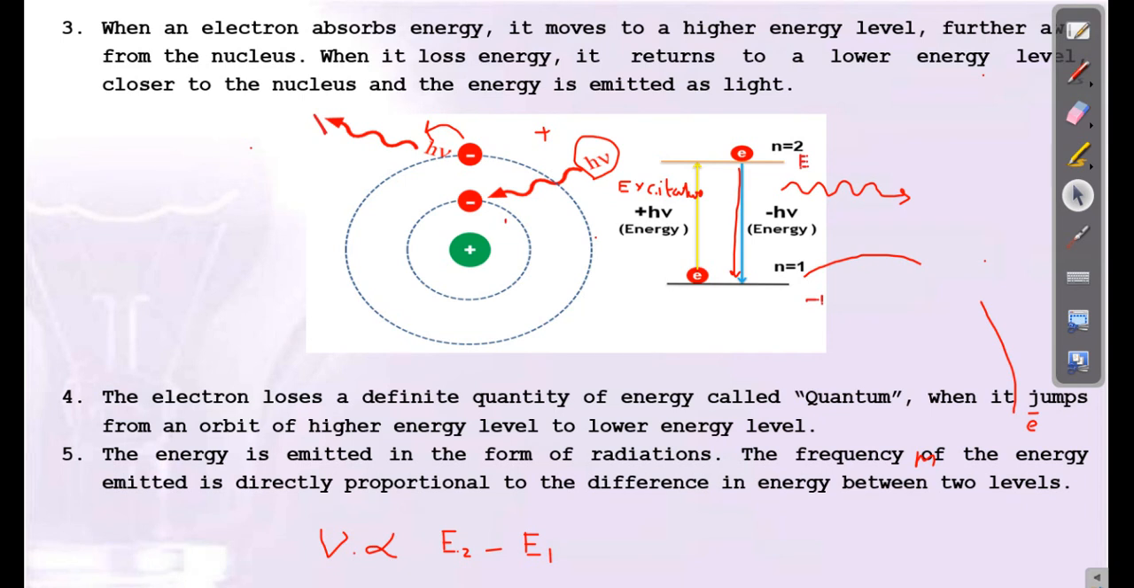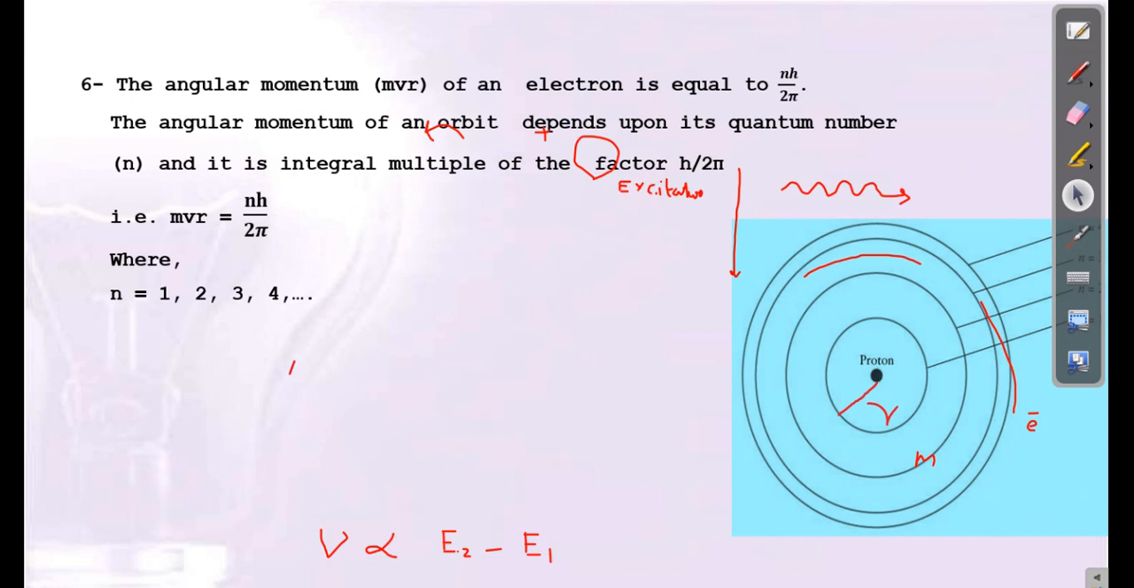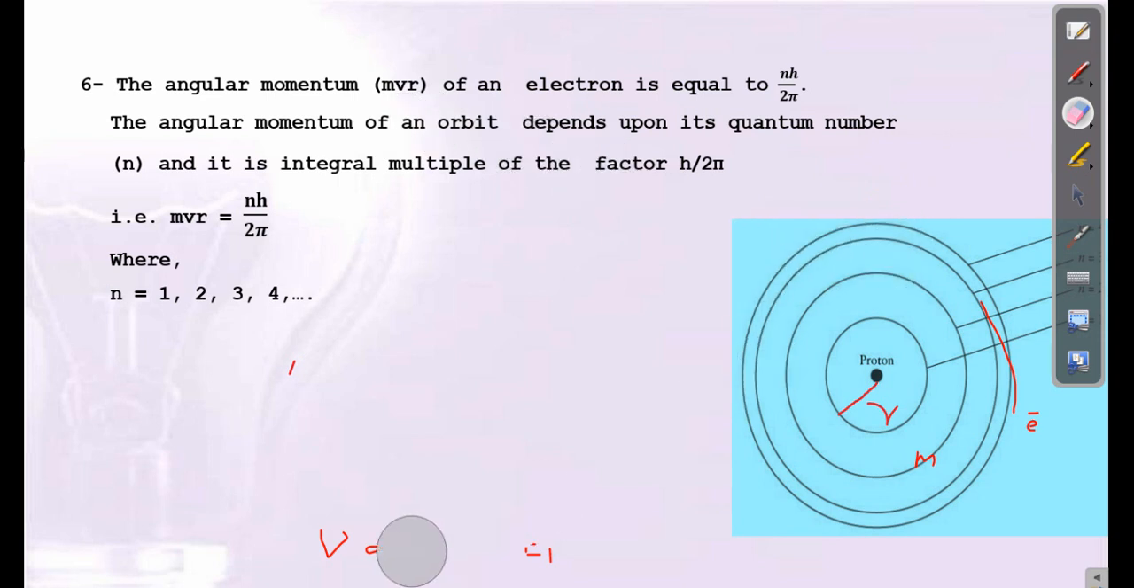Okay, next point, a very important point. This point actually explains the angular momentum of an electron. Bohr states the angular momentum of an electron is also constant, also quantized, also a fixed quantity. Electrons can revolve only in those orbits whose angular momentum is equal to nh upon 2 pi, or an integral multiple of the factor h upon 2 pi.